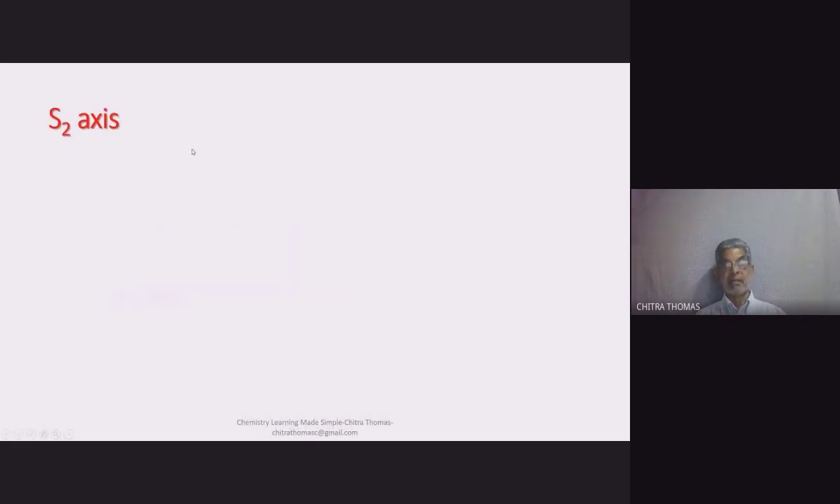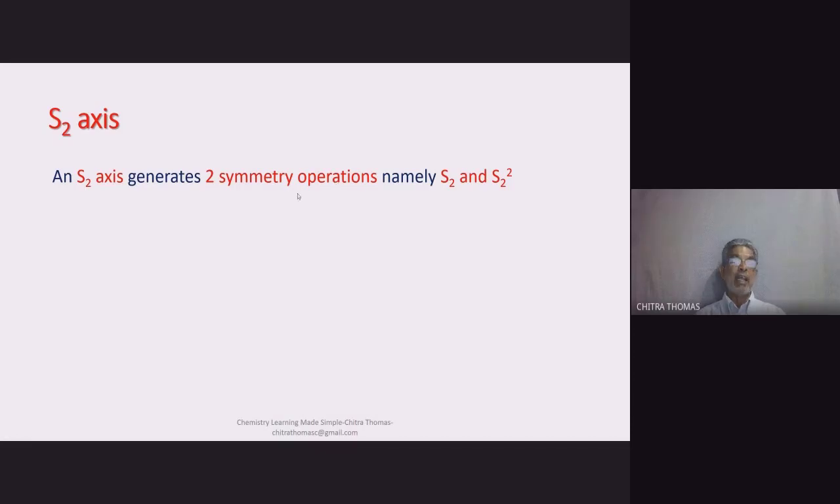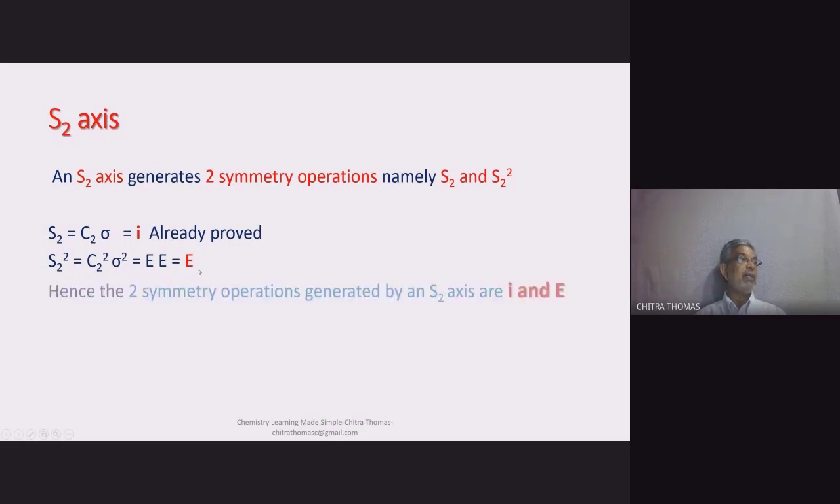Now, the S2 axis can generate how many operations? The two operations, namely S2 and S2^2. S2 is equal to C2 into sigma, which is I, which is already proved. S2^2 is equal to C2^2 sigma^2, which is E into E, which is E. So the two symmetry operations generated by the S2 axis are I and E.